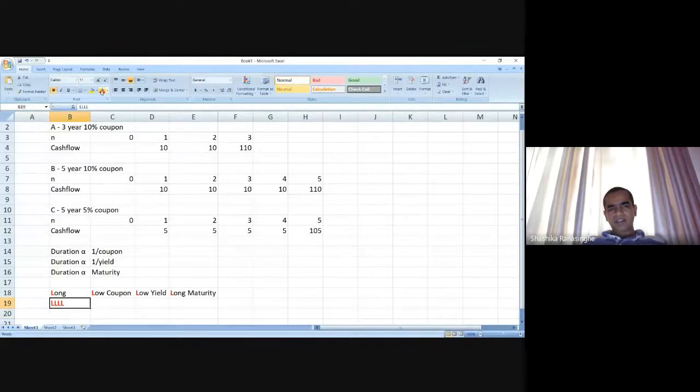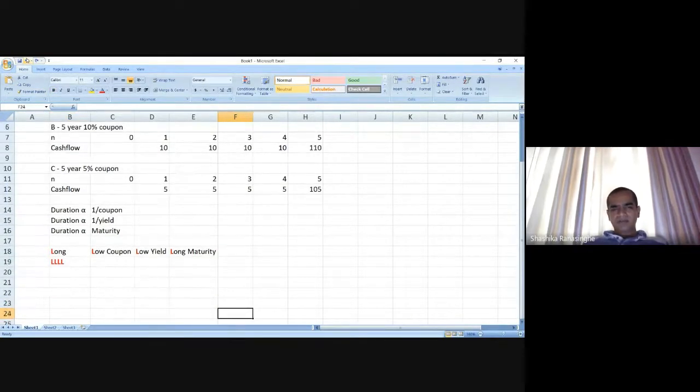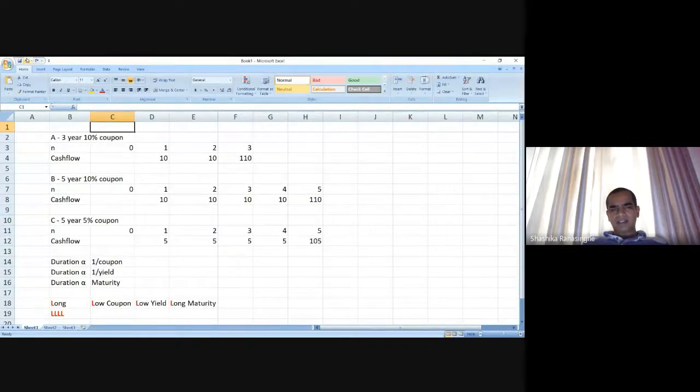Longer duration is associated with low coupon, low yield, and long maturity. So under these conditions, your duration will be long. Compared to that, shorter duration means you will have high coupon, high yield, and short maturity. Remember one side, then the other side is obvious. It's best if you understand the basics.